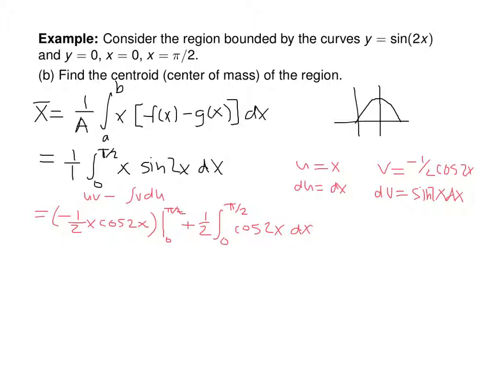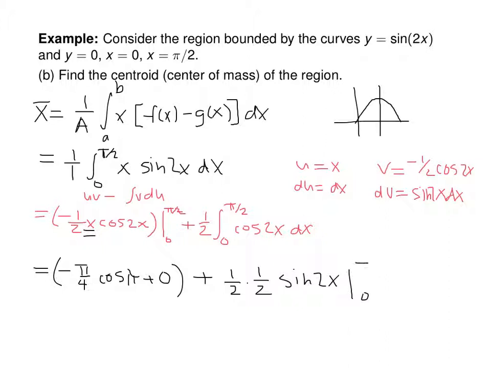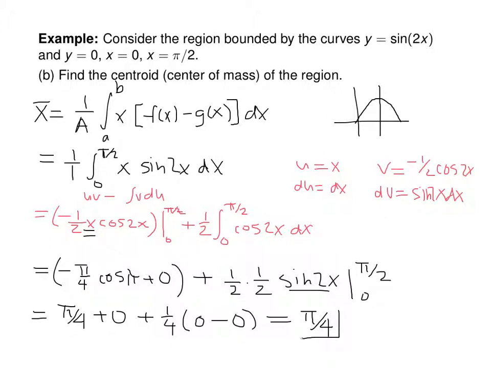So now, in that first portion, plugging in pi over 2, I'll have negative pi over 4 times cosine of pi, plus, well, just 0 because of the x there multiplied by the cosine of stuff. And then I'll have plus 1/2 times 1/2 sine of 2x, evaluated from 0 to pi over 2. So since cosine of pi is negative 1, I have pi quarters plus 0 plus 1/4 times sine of 2 times pi over 2, so pi, I get the sine of pi, which is 0, minus 0. So as we thought, the center x coordinate is x equals pi quarters.